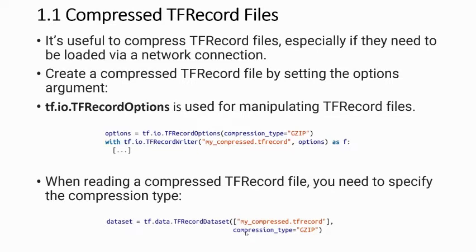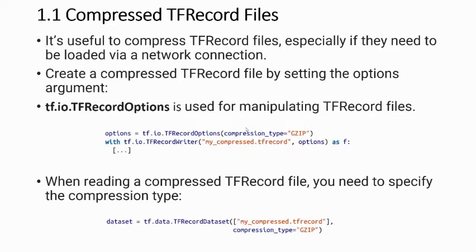Another concept in TF record is compressed TF record files. When we are dealing with a larger data set, the data is stored on the disk, and you want to load that data through a network connection, the best option is to compress the TF record files and then load them.